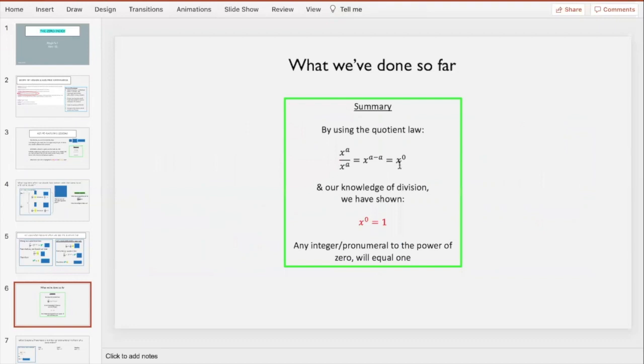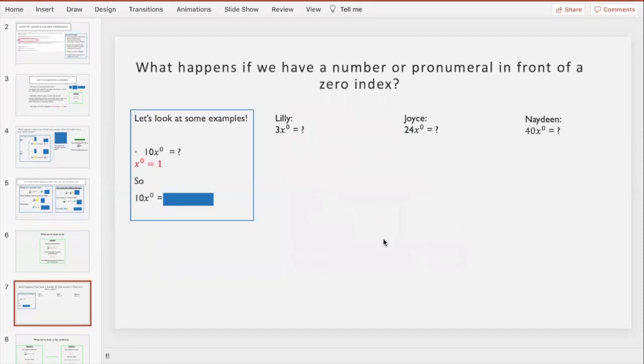So, a little summary of what we've done so far. We've used our quotient law and our knowledge of division, and this has shown that any number x to the power of 0 can equal 1. And I've written that in words here in case you guys need it as well. Let's pop on to the next bit.